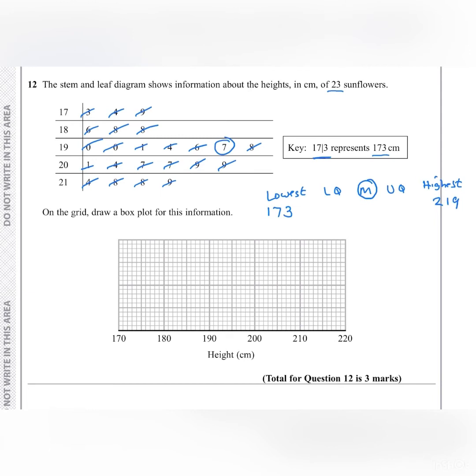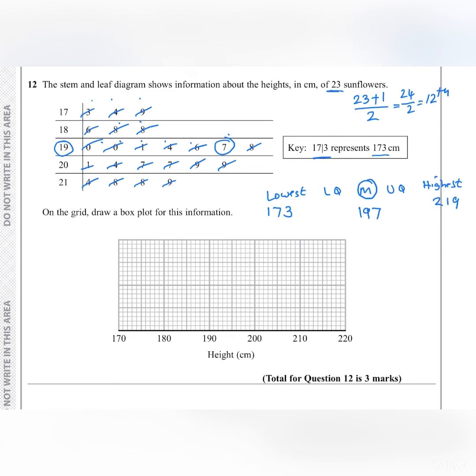It is not just 7, it is 197. Now check again, because there are 23 altogether. If you did 23 plus 1 divided by 2, that's 24 divided by 2, which is the 12th value. If you look here, 1, 2, 3, 4, 5, 6, 7, 8, 9, 10, 11, 12th value is the median.